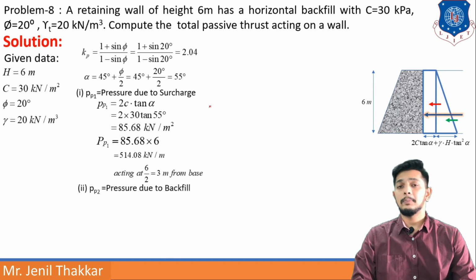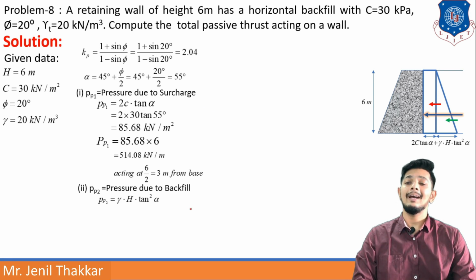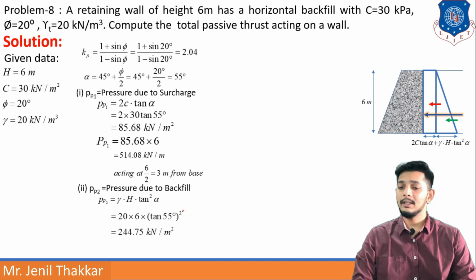Now for the second pressure due to backfill only, we have to calculate gamma h into tan square alpha. Gamma value, h value and alpha value is already there. So PP2 pressure we will get like 244.75 kilonewton per meter square.